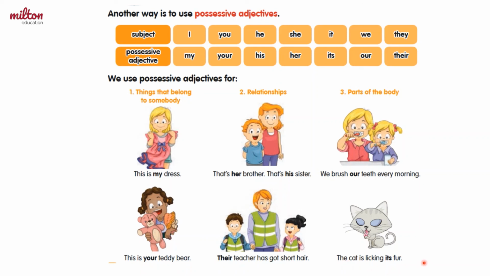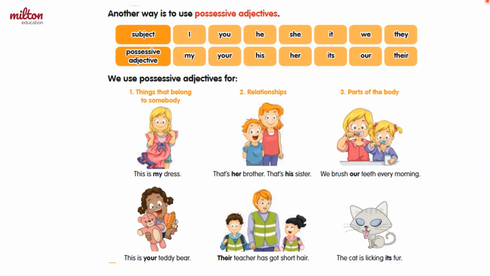Now, some people like to refer to animals as he or she, depending on whether the animal is a male or female. If you hear someone talk about an animal in this way, they will use the possessive adjective his or her instead of it and its.